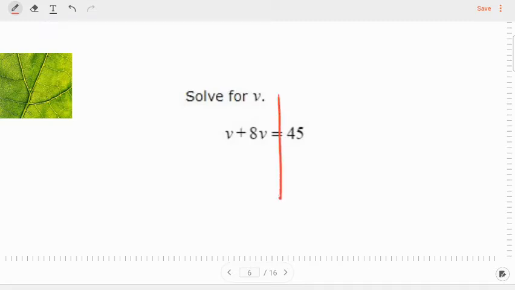Draw my line down my equal sign. Now, I always say that I need to get rid of whatever is further away from v first, but I notice that there's 2 of them. So before I can get rid of whatever's farthest away, I need to make sure that I only have 1 v. So I'm going to start by combining my like terms. This is 1v, and I have 8v for a total of, I just add 1 and 8 for 9v equals 45. Now, the only thing I need to get rid of is this 9. It's multiplying, so I'm going to divide. I get v is equal to 5.